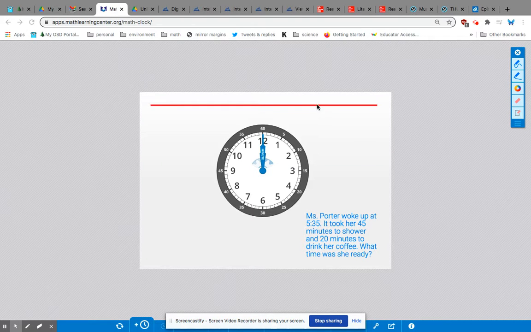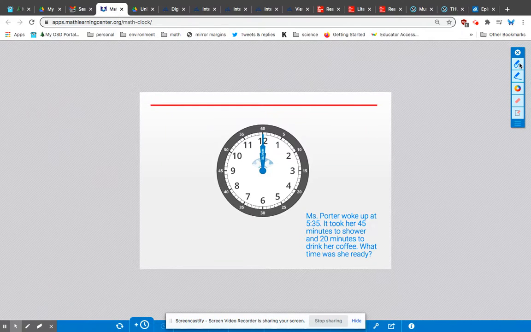So I'm going to start with a timeline. You just need a blank line, and then we're going to start at 5:35. So I'm just going to mark 5:35 here. That's 5:35 in the morning. I actually wake up at 5:30, but I wanted to make it a little bit trickier. So it took her 45 minutes to shower. So I need to jump 45 minutes on the timeline.